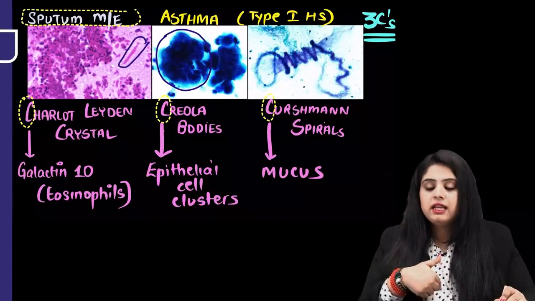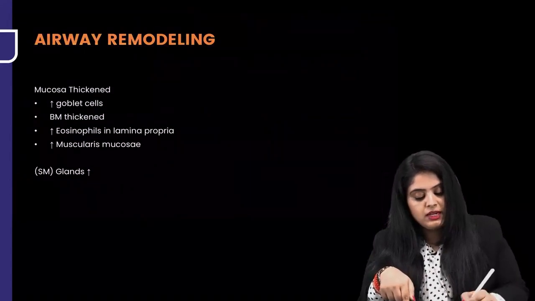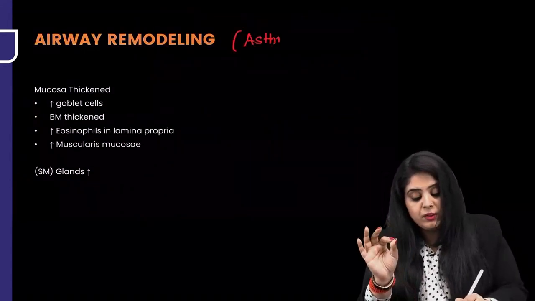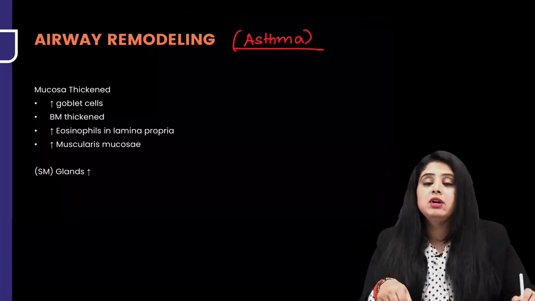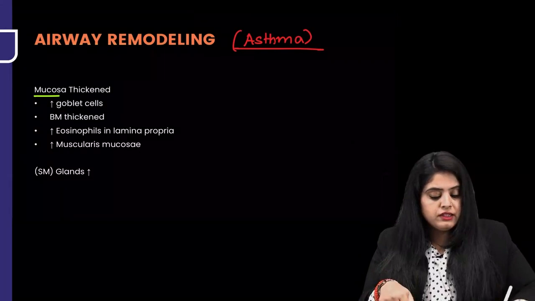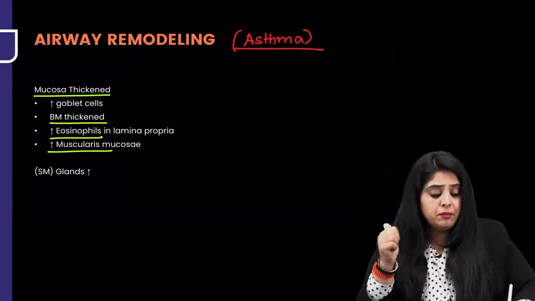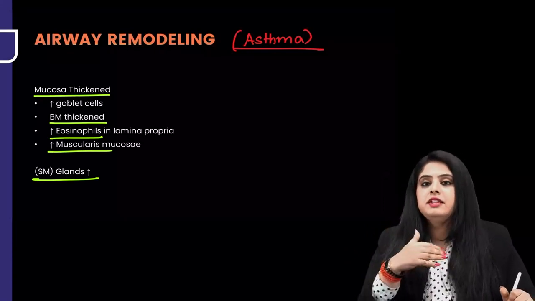What do you see in the lungs? In the lungs, you see something known as airway remodeling. Please remember, this is a previous year question. Asthma shows you airway remodeling. What is airway remodeling? Everything is increasing. You say, is the mucosa increasing? Yes, in the mucosa the basement membrane, eosinophils, muscle layer, submucosa. Basically, everything is increasing.